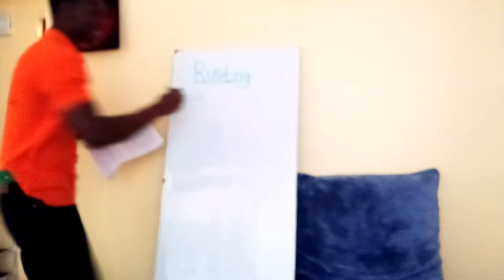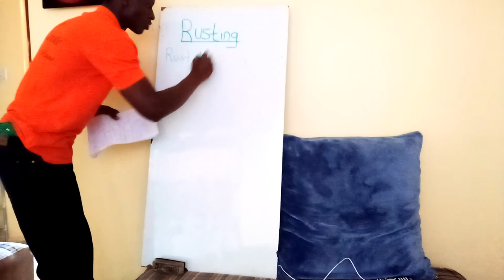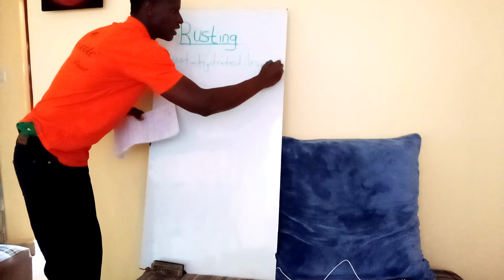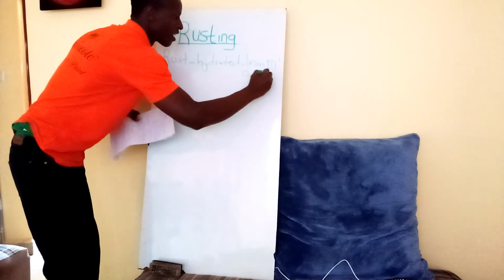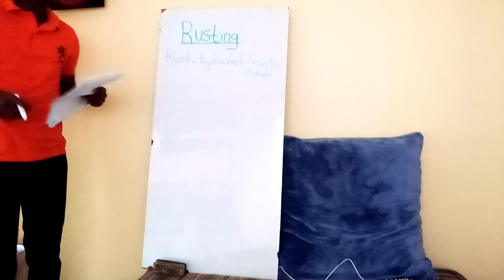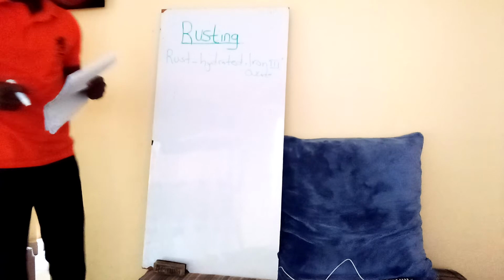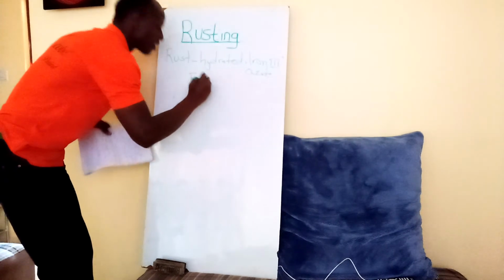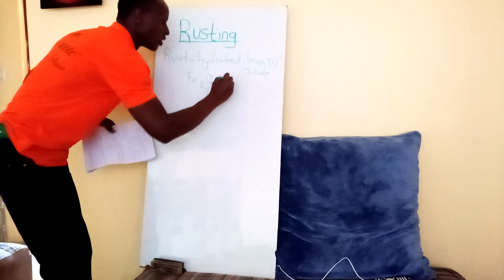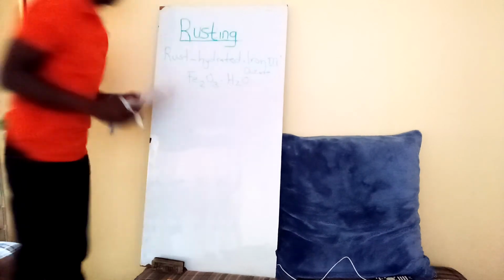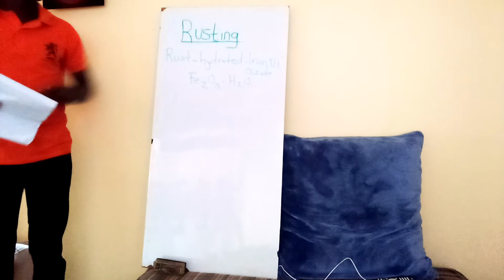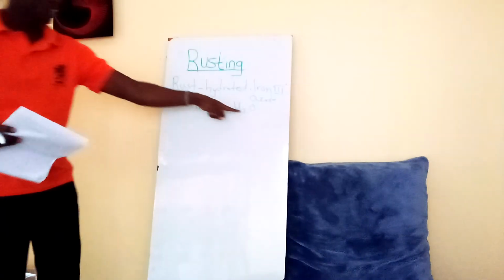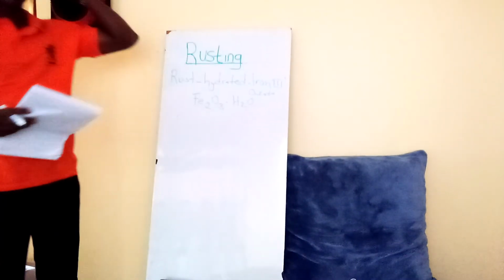What's the chemical name of rust? The chemical name is referred to as hydrated iron 3 oxide. That's the chemical name of rust, hydrated iron 3 oxide. Its chemical formula will be Fe2O3.H2O. That's the chemical formula of hydrated iron 3 oxide. This H2O stands for hydrated, meaning it has a water molecule.